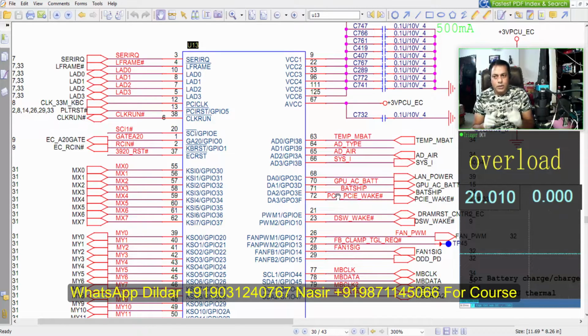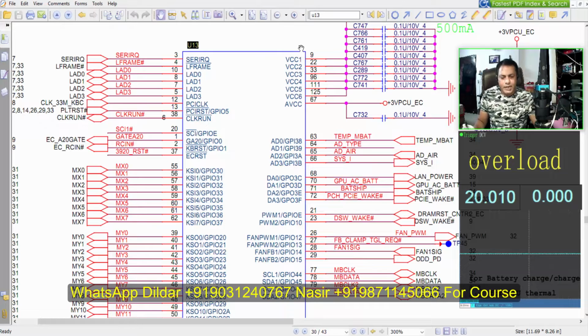Never. You have to follow the pattern first of all, and rather than that, you go and follow the whole process, like checking all the supplies, which must be stable, and all the required signals which are essential to trigger the SIO. You have to follow those things. Okay, now let me check VCC first.